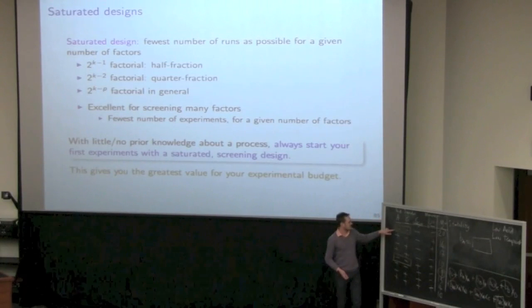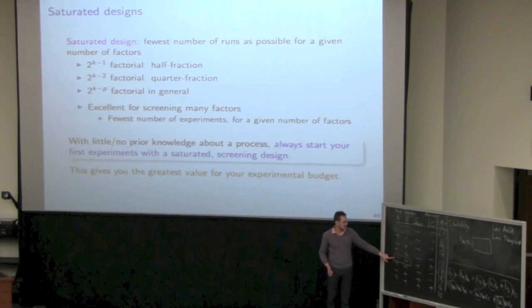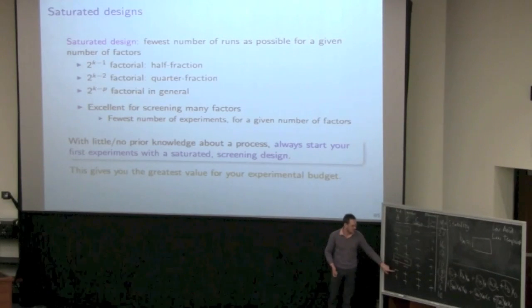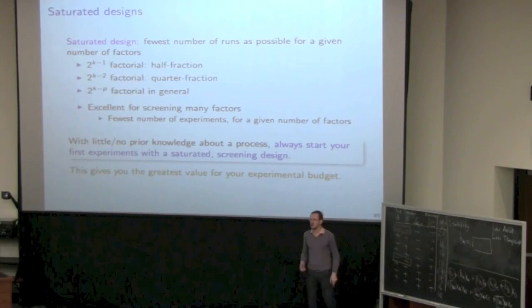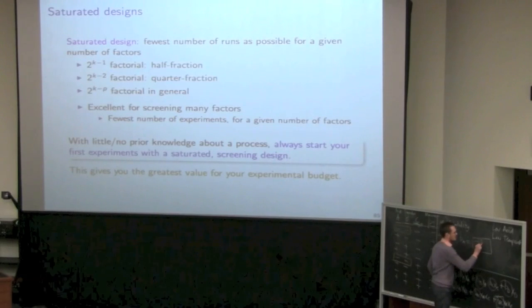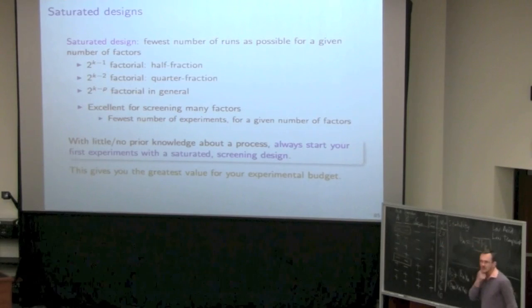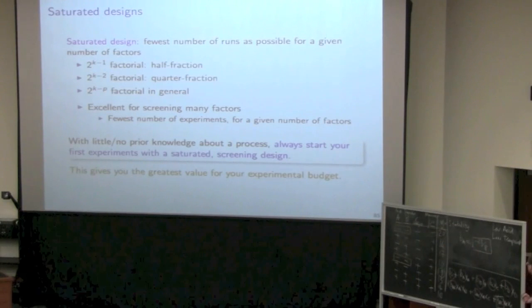So the effect of A is minus 20, plus 14, minus 17, plus 10, minus 19, plus 13, minus 14, plus 10, divided by 8. Okay, so you get an answer of minus 23 over 8. The effects of B, C, D, and so forth are calculated in exactly the same way.